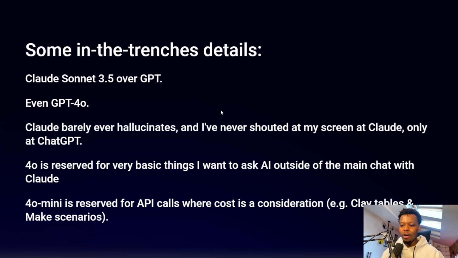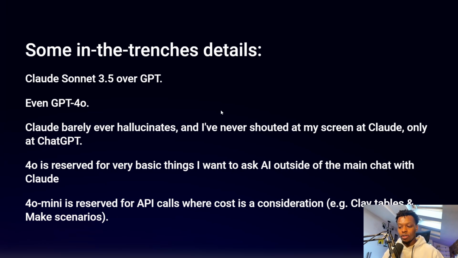4.0 I reserve for very basic things that I want to ask AI outside of the main chat with Claude. So if I have a problem that can be solved which doesn't really need any massive prompt, like for example, I need to spin up an Airtable formula, or I need to find a meaning or find some understanding or some texts that I can look up and just ask it a simple question the same way that I would ask a Google search a question, 4.0 serves that purpose perfectly fine.